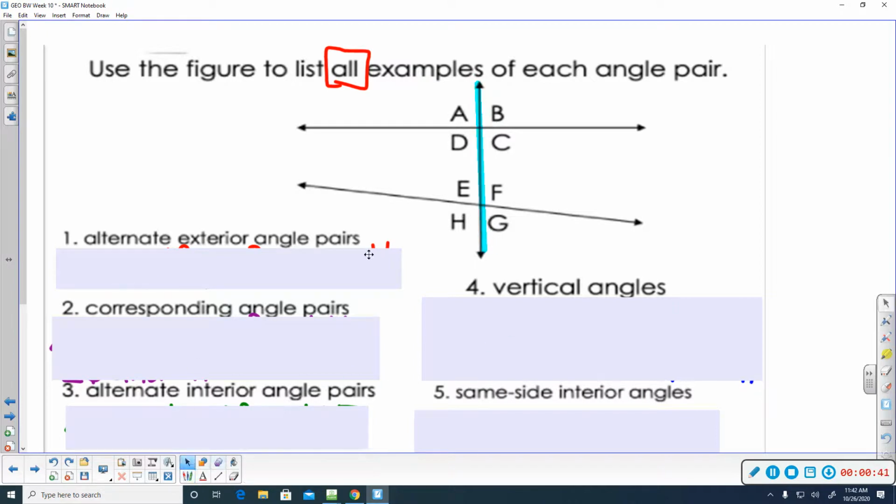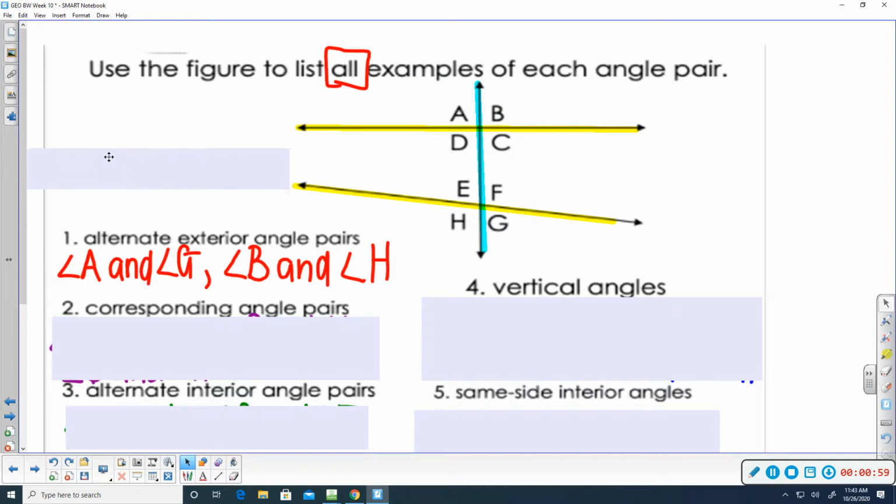So alternate exterior angle pairs. Remember, alternate exterior angles are on opposite sides of the blue transversal. That's what makes them alternate. And then the angles would be outside these yellow lines. That's how we get the exterior part. So examples of those are angle A and angle G, and angle B and angle H. Both are examples of alternate exterior angle pairs.